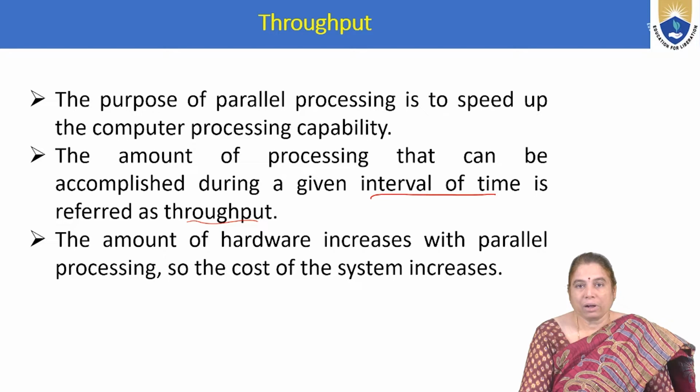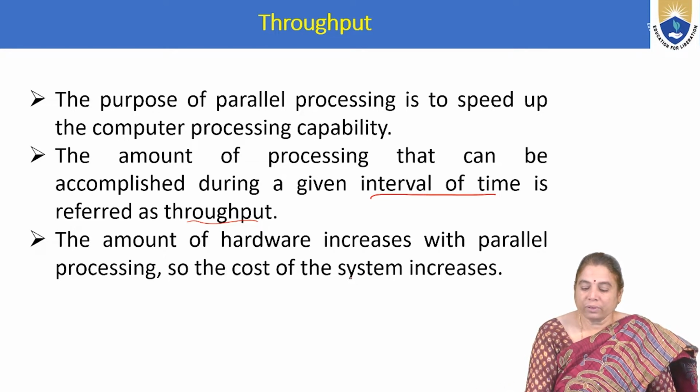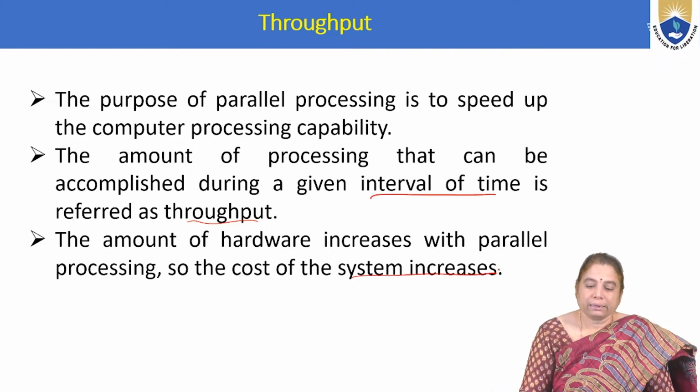The amount of hardware must also be increased to support parallel processing, which in turn increases the cost of the system. So with a parallel processing system, the throughput can be increased, which results in increased performance of the system. But it requires more functional units, so the hardware requirement increases. Hence, the cost of the system also increases.